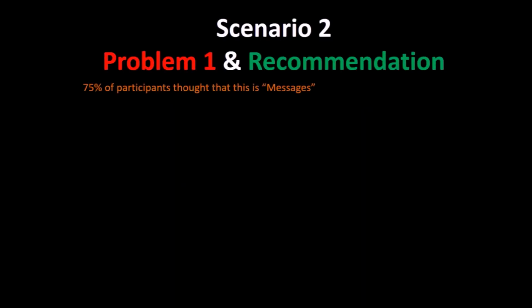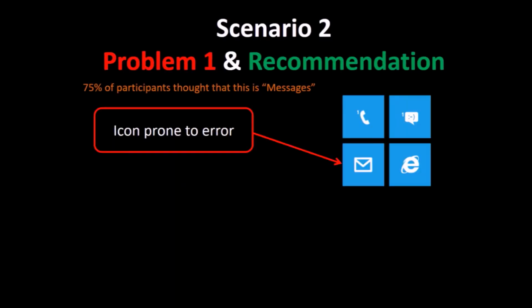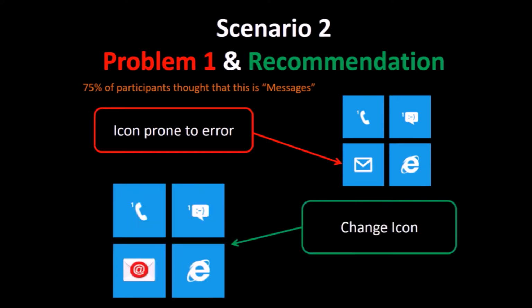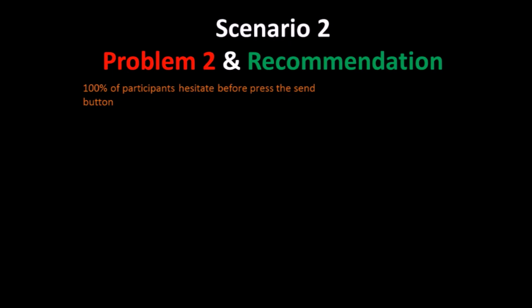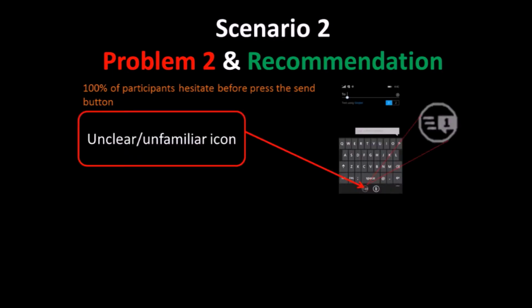Problem 1. 75% of our participants thought that the envelope icon represents the messages function. This is because the envelope icon of the mail function is confusing participants and prone to error. Hence, our recommendation is to change the icon of the mail function, which is the main reason for the confusion. All our participants hesitated before they pressed the send button, which clearly shows that the send button is unclear or unfamiliar to them.